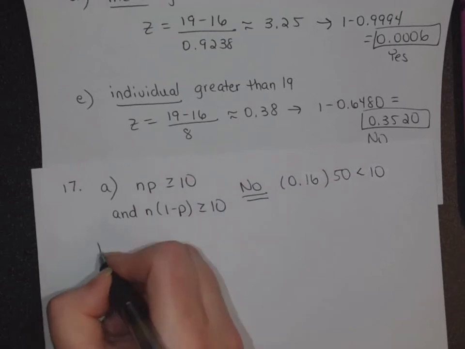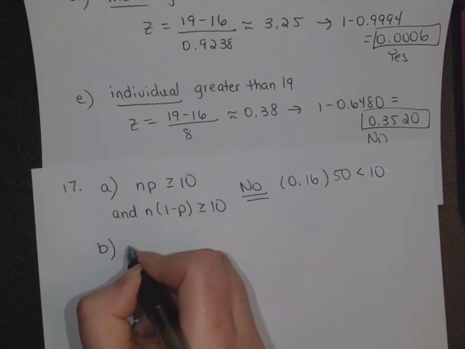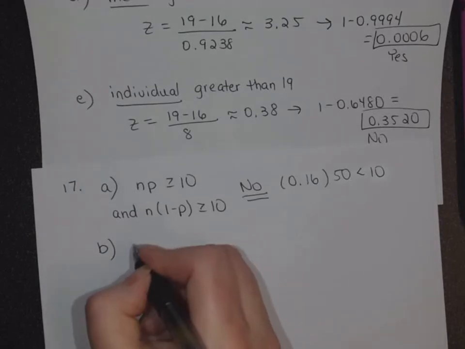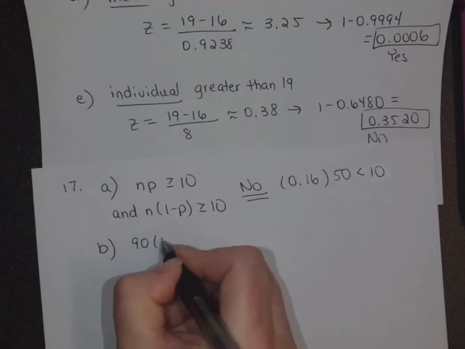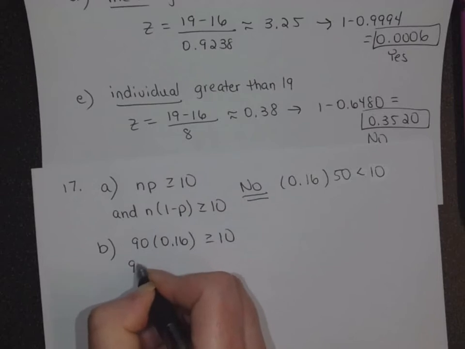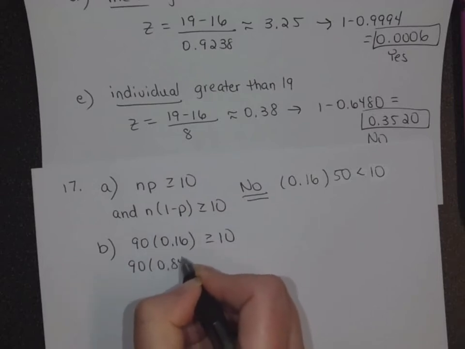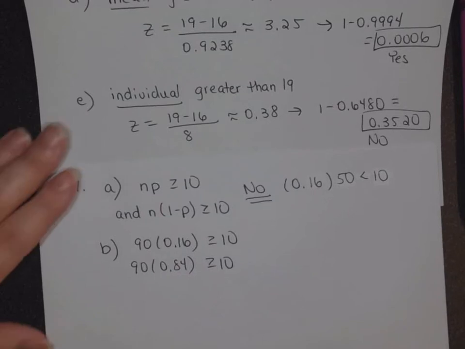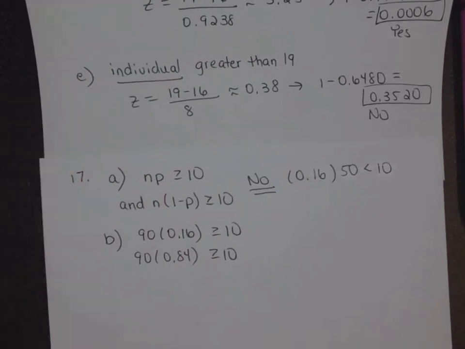Then they changed the sample to be 90 instead of 50 because basically 50 wasn't enough. So now notice if we check it, it works. If you do 90 times 0.16, it's greater than or equal to 10, and so is 90 times the opposite. So we're good to go, in other words. That means we can proceed.